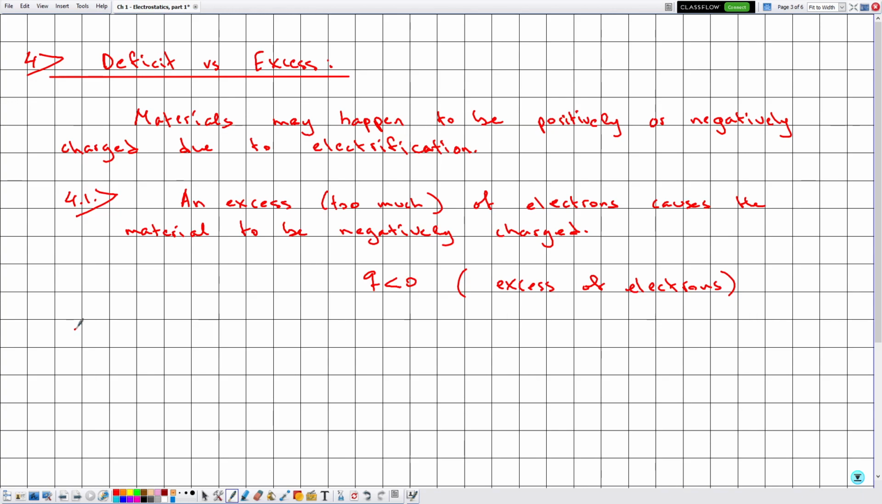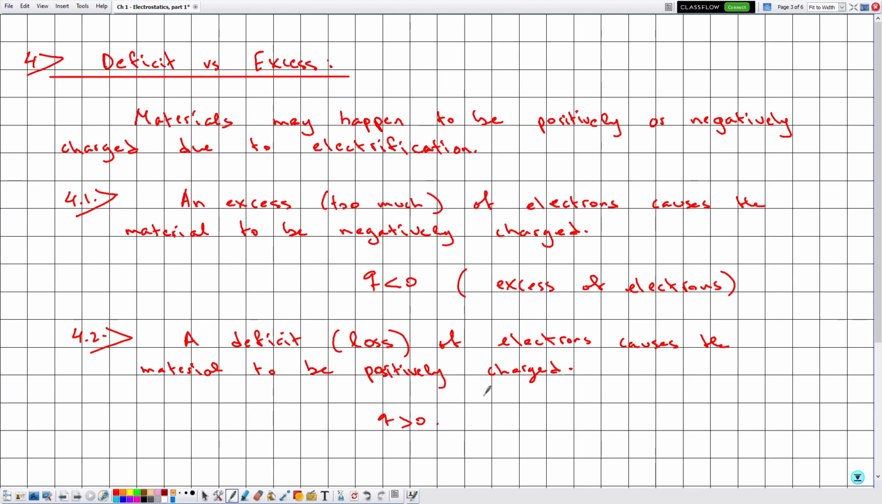And now vice versa, in section 4.2 we can say that a deficit, and this is a loss of electrons, causes the material to be positively charged. And in this case, Q should be positive.